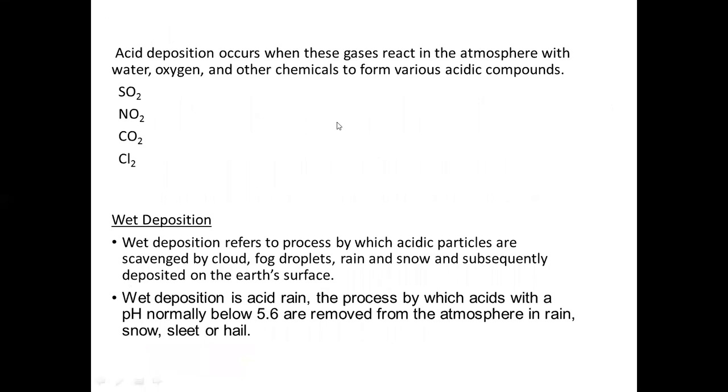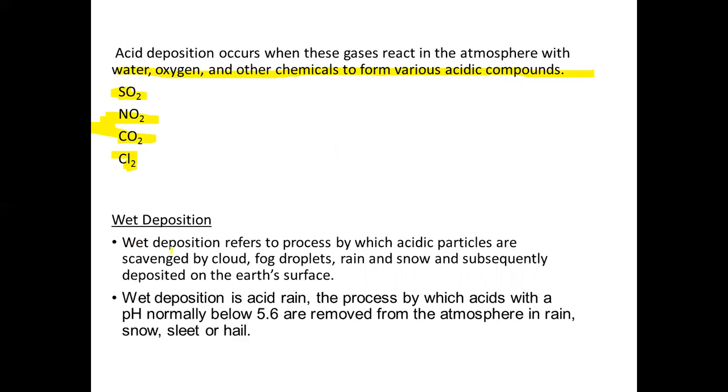Okay, acid deposition occurs when these gases in the atmosphere react with water, oxygen, and other chemicals to form various acidic compounds. All of you know that when SO2 reacts with H2O, sulfuric acid is formed. Then when NO2 reacts with H2O and other compounds, HNO3 is formed. If there is Cl2, it reacts with water vapor and is converted into hydrochloric acid. And CO2 is also responsible for the acidity. It produces carbonic acid.